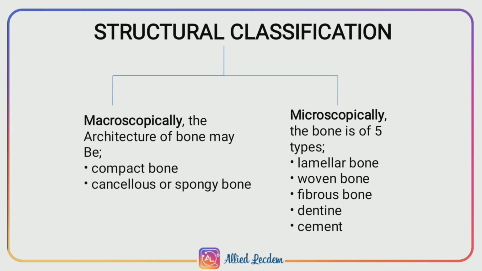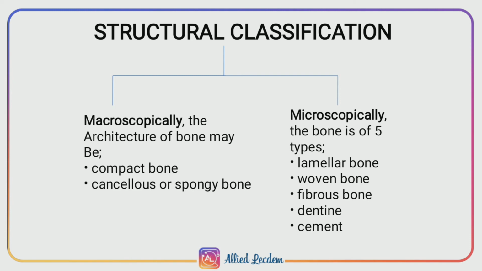Microscopically, the bone is of 5 types, namely lamellar, including both compact and cancellous, woven bone, fibrous, dentine and cement bones. Lamellar bones: most of the mature bones, whether compact or cancellous, are composed of thin plates of bone tissue called lamellae. They are arranged as a branch of curved plates in a cancellous bone, but in concentric cylinders in a compact bone. Next is the woven bone, which is seen in the fetal bone.